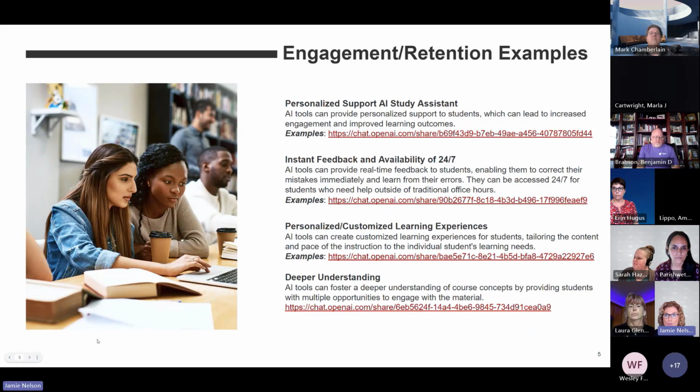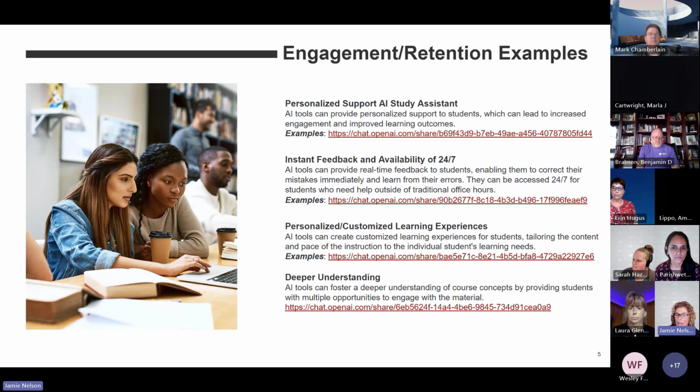Okay, so I'm going to show you some engagement and retention examples. And I have run these prompts through ChatGPT. And so I'm using a free version, and we'll talk about that a little bit more later. And I've run it through and I've linked those up so you can take a look at it.